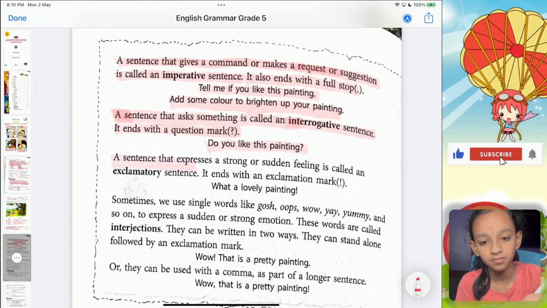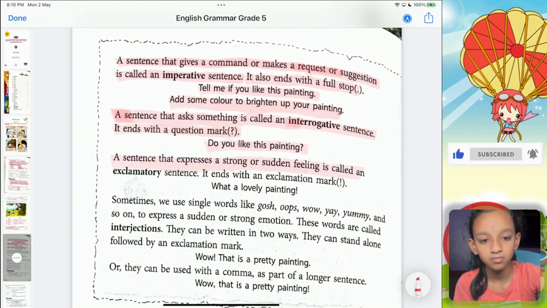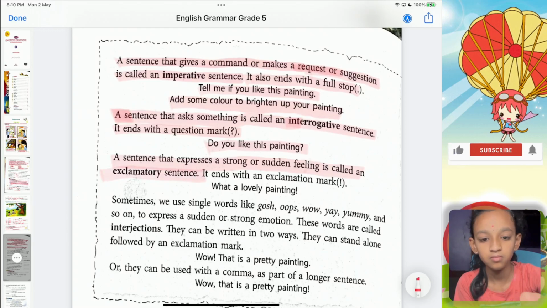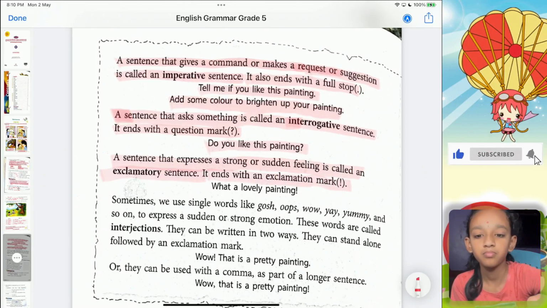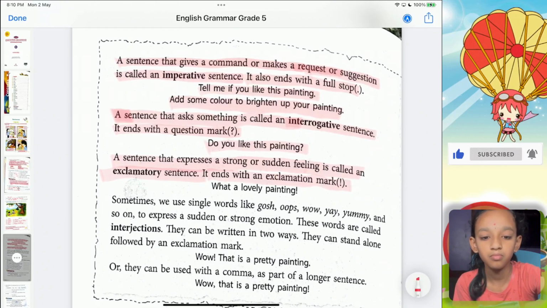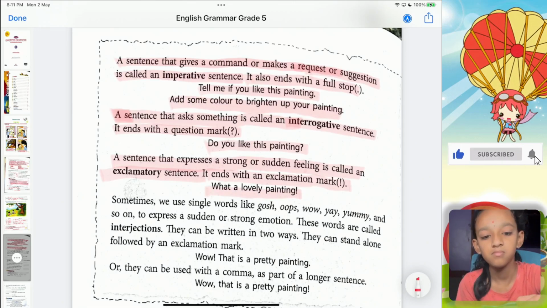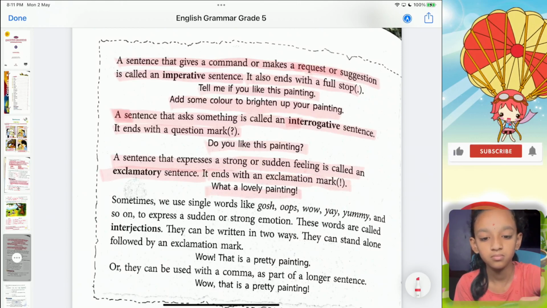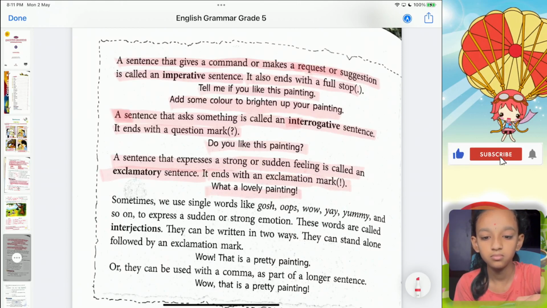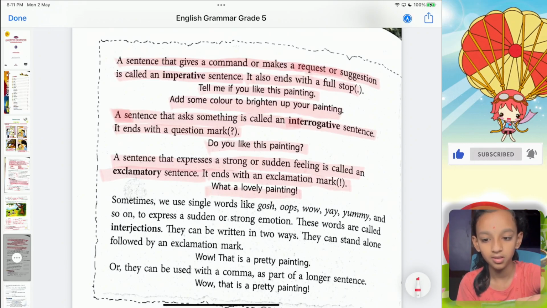A sentence that expresses a strong or sudden feeling is called an exclamatory sentence. It ends with an exclamation mark. So you see the exclamation mark, how it is written. What a lovely painting. So it's a strong feeling, you can call it, right? So the subject is expressing their feeling about the painting, right?